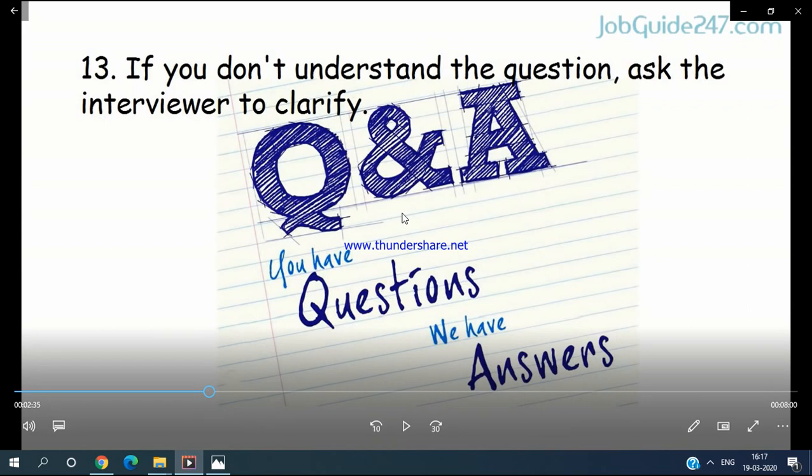Whenever I go for an interview, sometimes the interviewer asks me a kind of question which I don't know or I understood wrong. So whenever you have any doubt or you did not get a question properly, you can request the interviewer to repeat the question again. So you can request them.